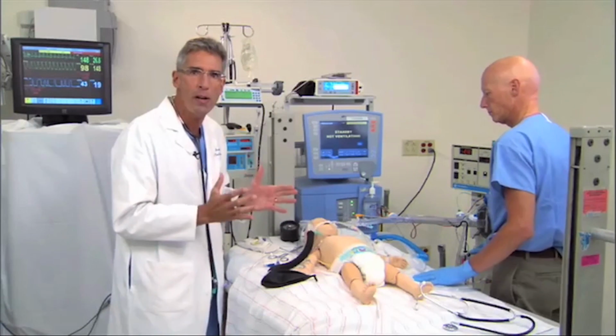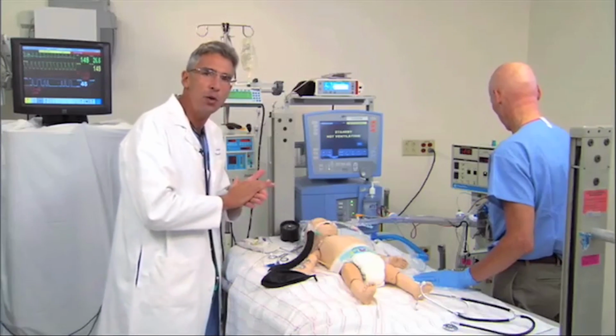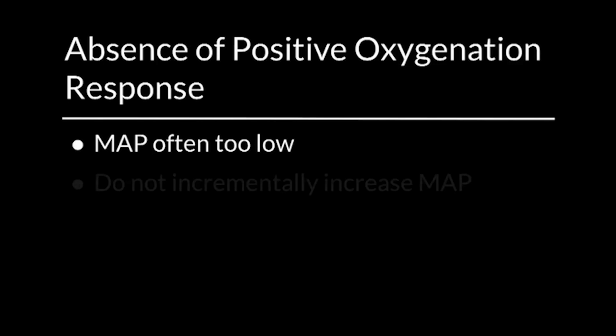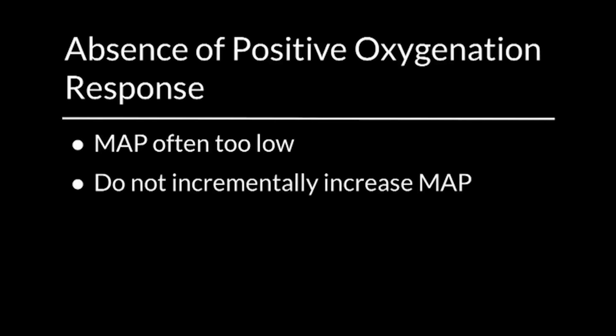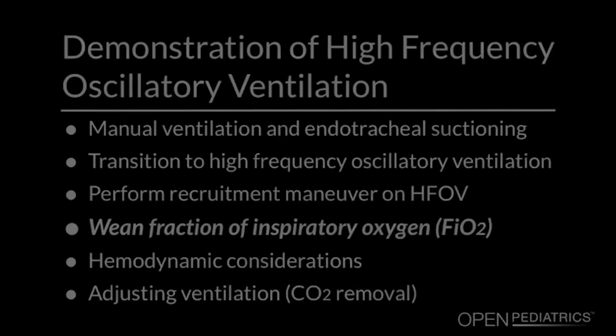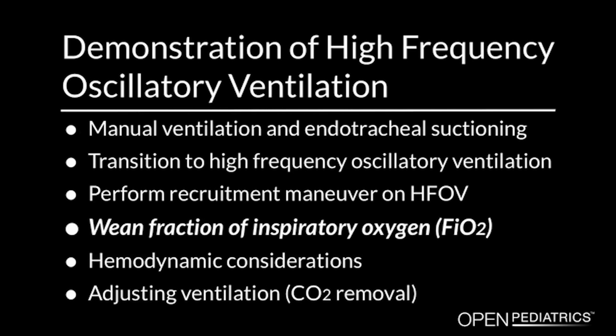So almost always, once you transition and don't see a positive response in terms of oxygenation, it's likely that you're on too low of a mean airway pressure. And rather than going up incrementally 1 or 2 centimeters at a time, I think it's much more effective to increase the mean airway pressure dramatically with a recruitment maneuver on the oscillator, and then increase your baseline mean airway pressure, which you've just seen. Wean fraction of inspiratory oxygen, FiO2.